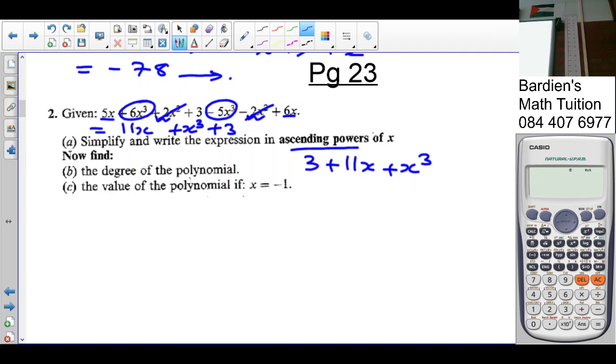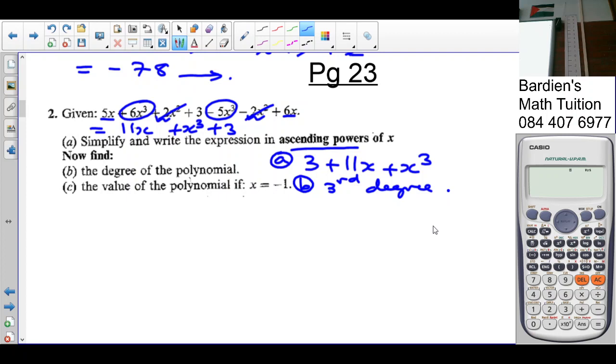Okay. In B it says now find the degree of the polynomial. So this is the answer to A. So B, the question says, the degree of the polynomial. What's the degree here? The third degree. What does the degree tell us? The highest exponent on x, so the highest index on x.